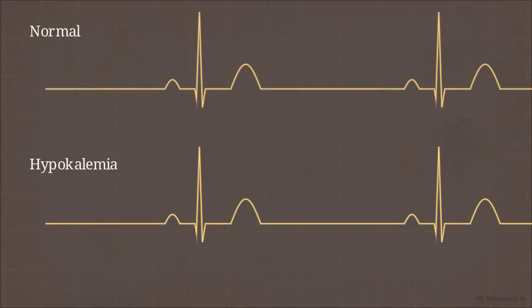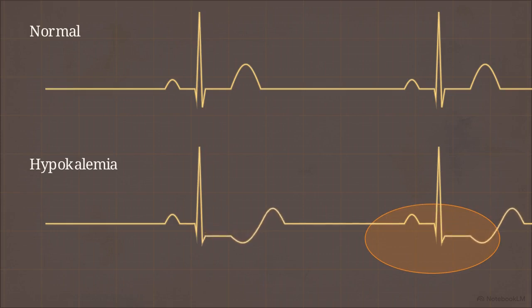This diagram compares a normal ECG tracing with a hypokalemic one. First, look for the visual flattening or inversion of the T waves. As the condition progresses, a prominent U wave appears right after the T wave, alongside ST segment depression.